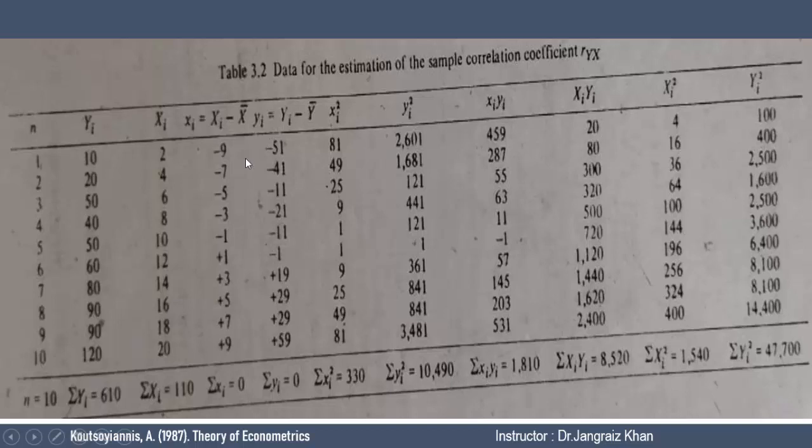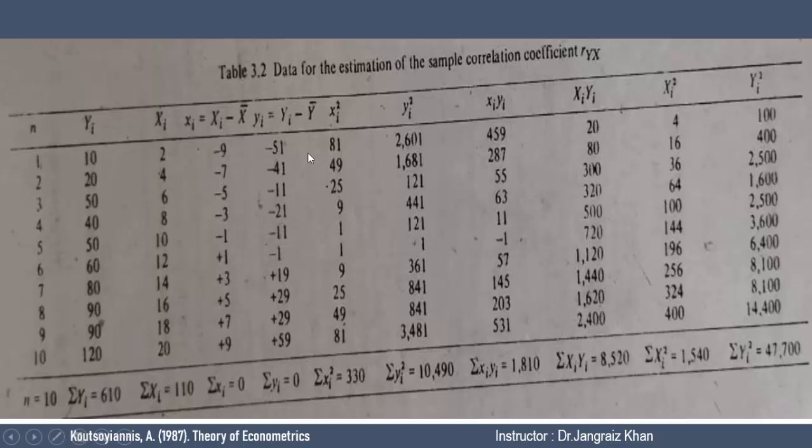So if we multiply the small x with the small y, each observation in the small x column with the corresponding observation of the small y, we get the corresponding value in the xy column. So minus 9 into minus 51, 459, because 9 ones are 9, minus minus becomes plus, 9 ones are 9, 9 fives are 45.